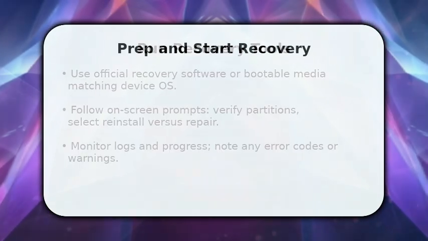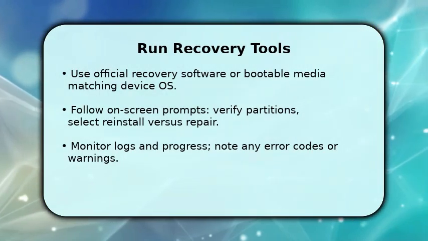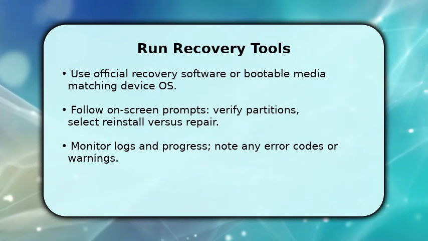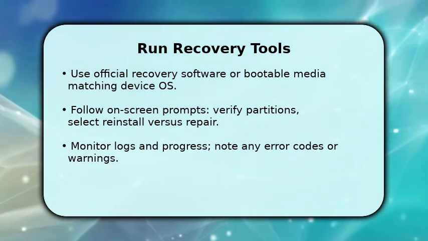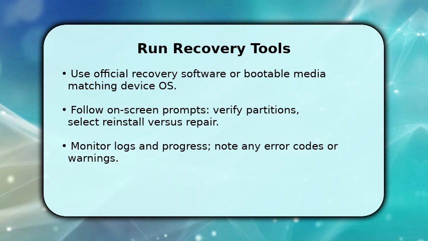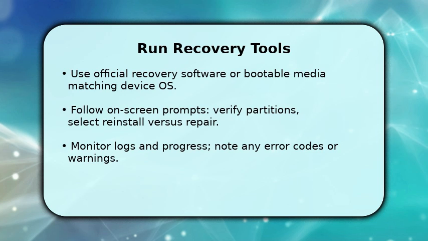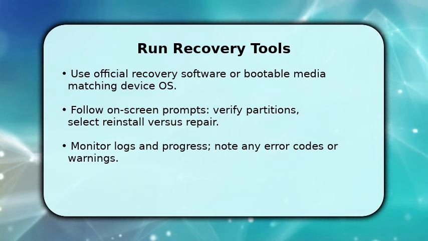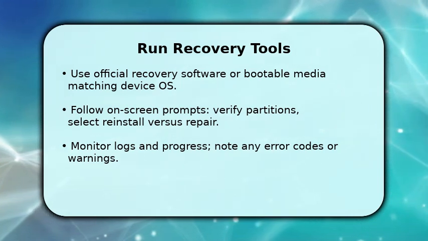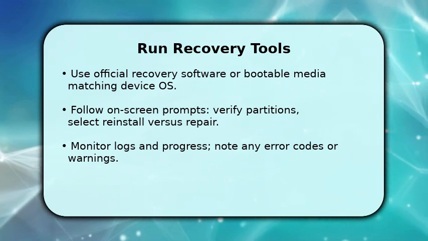You now run the recovery utility or bootable installer and select the targeted repair option. Choose the official tool or a verified image that matches the OS and hardware to avoid compatibility errors. When prompted, verify partition choices and prefer repair first. Reinstall only if repair fails, because reinstall destroys user data.